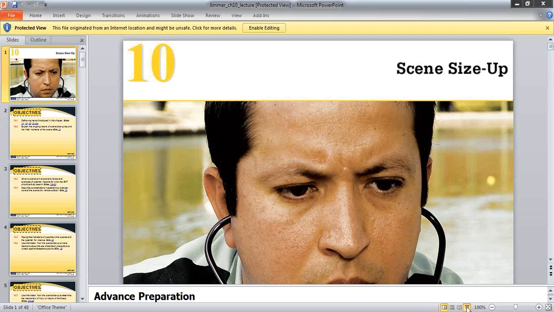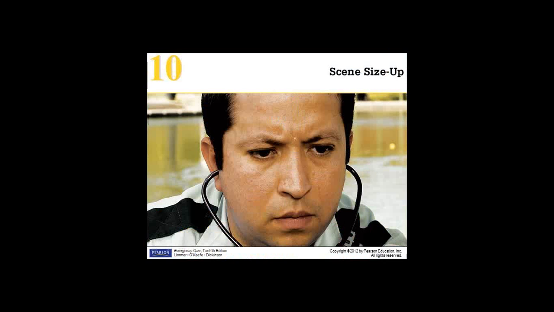Okay, Chapter 10. We've now started Section 3 of the textbook. Section 3 is all about patient assessment, documentation, and then some critical thinking and decision making. I have been known to say many times that the most important tool in your toolbox is your patient assessment. And this is very, very true.